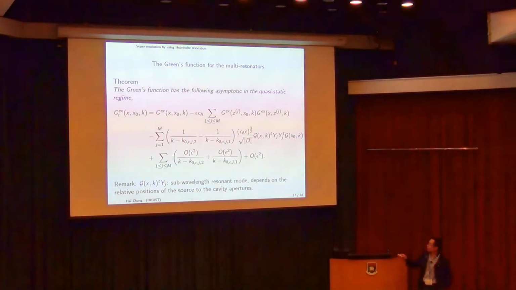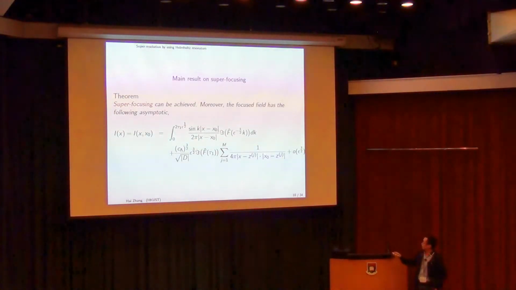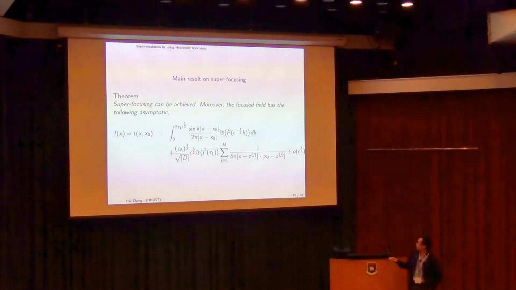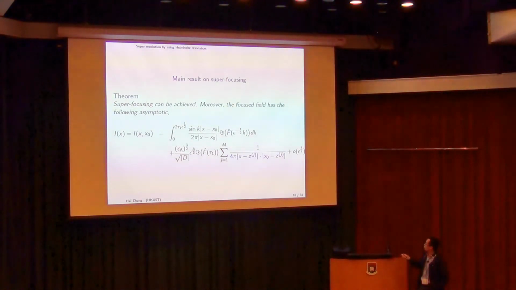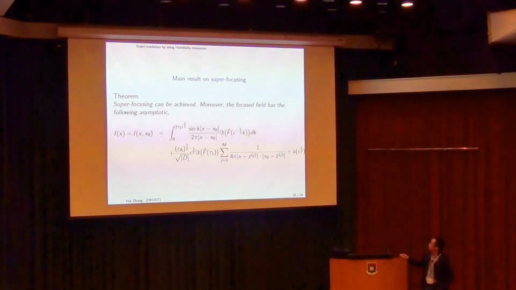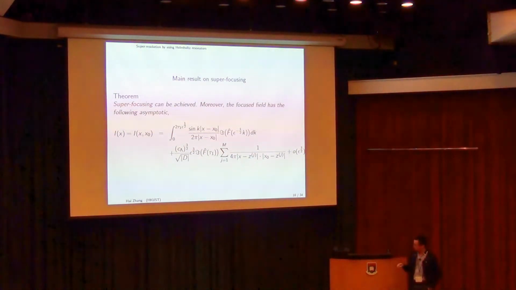So using the asymptotics of the Green function, we can show that the focused field actually has this asymptotic expansion. The first term is the diffraction limit, which is not interesting. The second term is actually given by the contribution of these resonant modes. Here x naught is the source location, x is the place where we measure the field, and the z_j are the locations of the resonators.